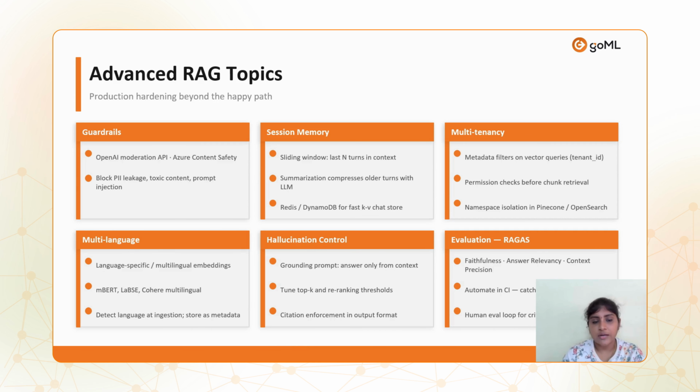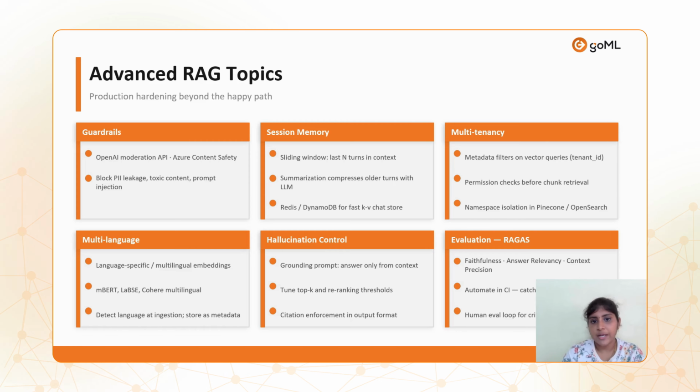So, coming to advanced RAG topics, the first is guardrails. Guardrails is not optional for enterprise deployments, it's a mandatory step. It has to be deployed for both input and output validation. There are available guardrails, but even proprietary guardrails can also be used.